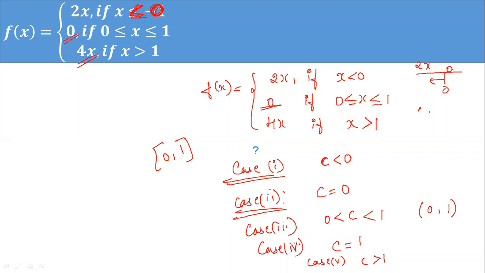Even if you take c is equal to 1, why do we have to consider this case? Because to the left of 1 the function is 0. For x less than 1 the function is 0 and for x greater than 1 the function is 4x. So there is a change in the definition of the function. Therefore you have to check c is equal to 1 and c greater than 1. So in total you have to find 5 cases.